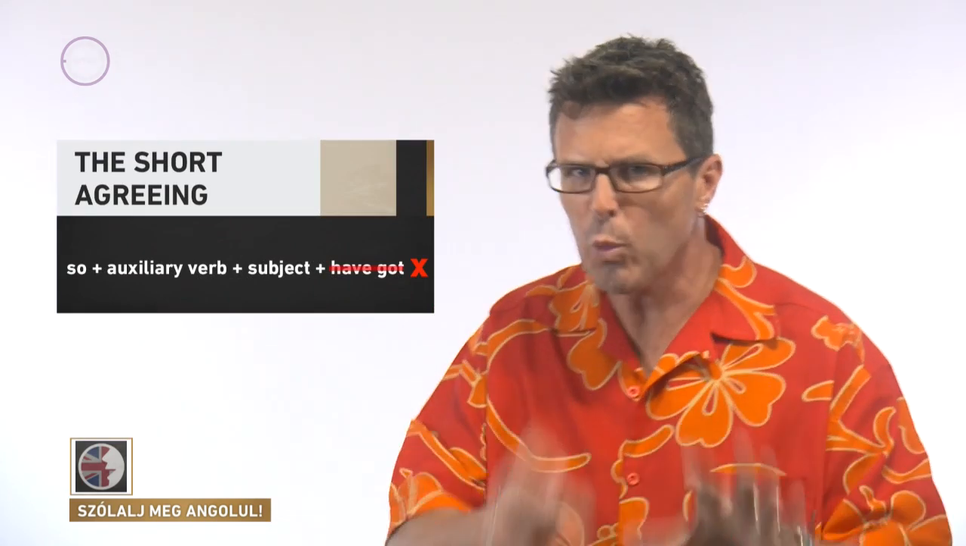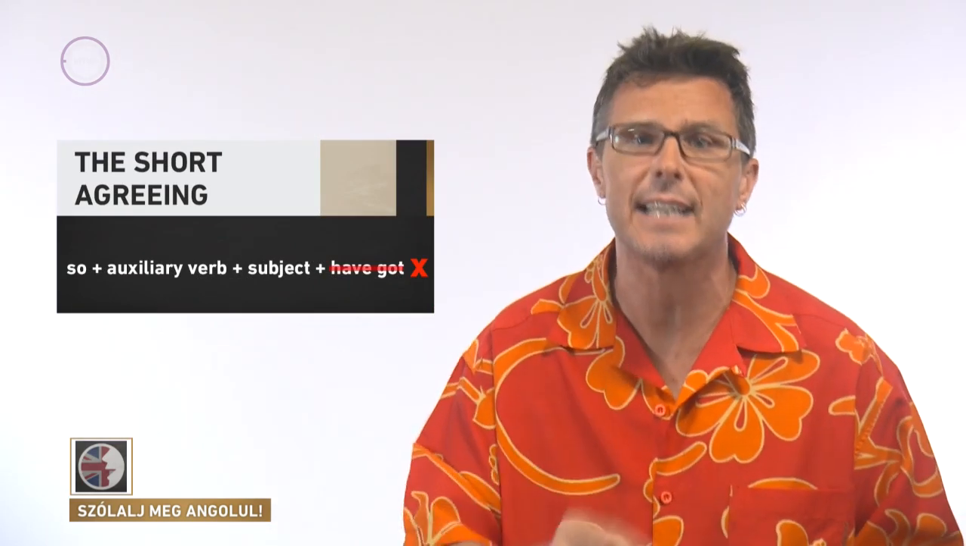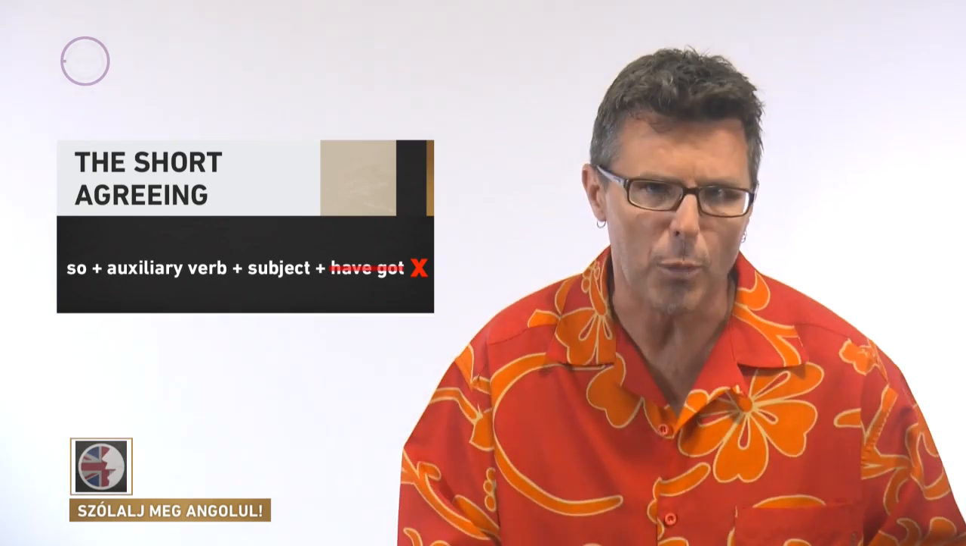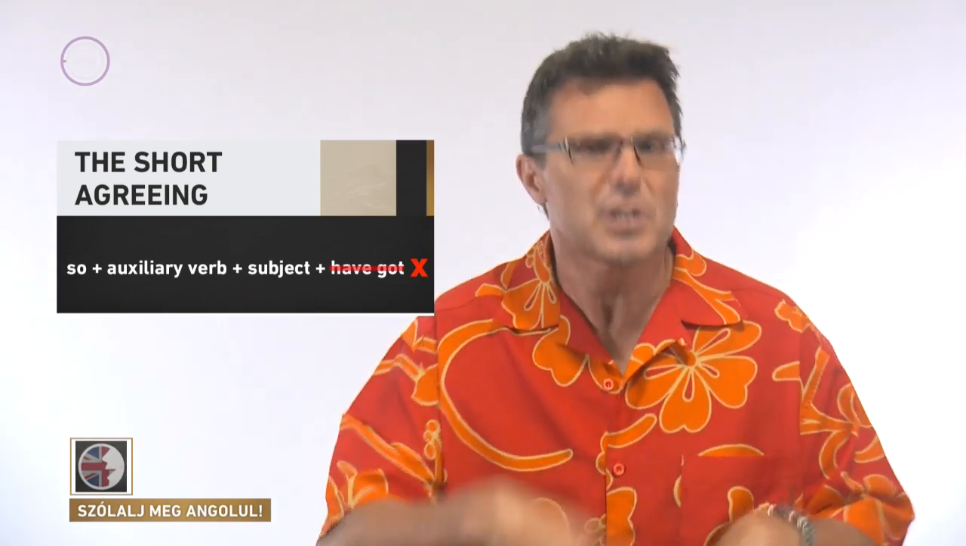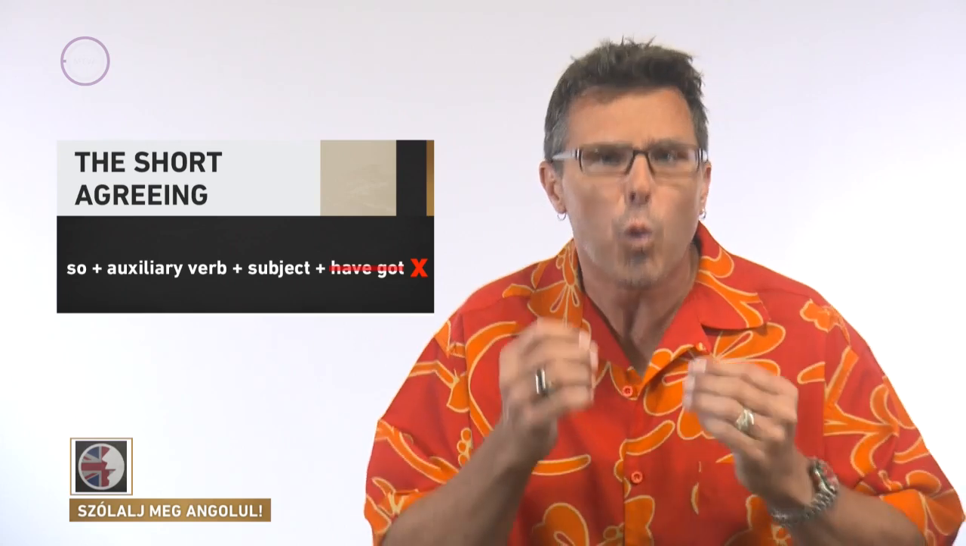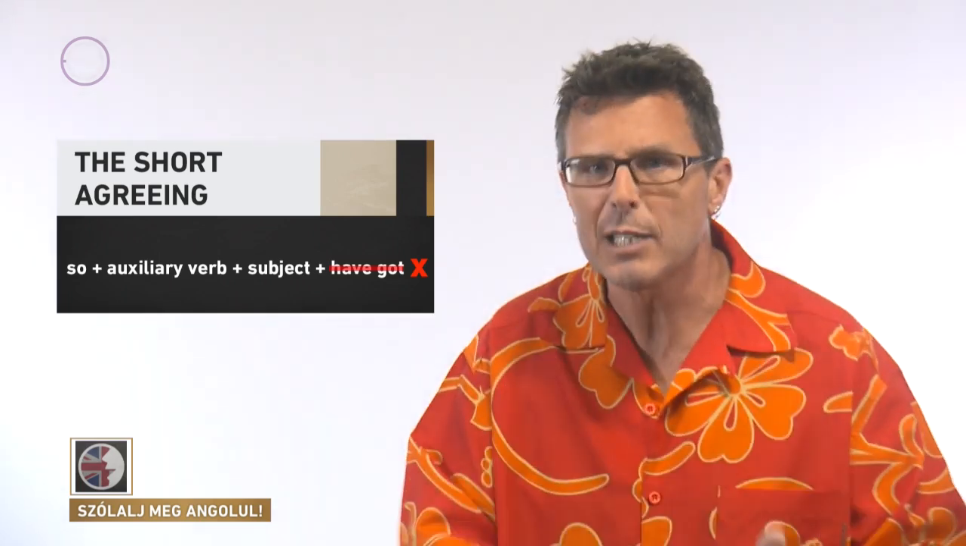But when we want to make the short agreeing sentence using so plus auxiliary verb plus subject, then we can't use the have got form. When we want to use the so form to agree with someone about have or have got, what we do is to use the auxiliary verb have or the auxiliary verb do.